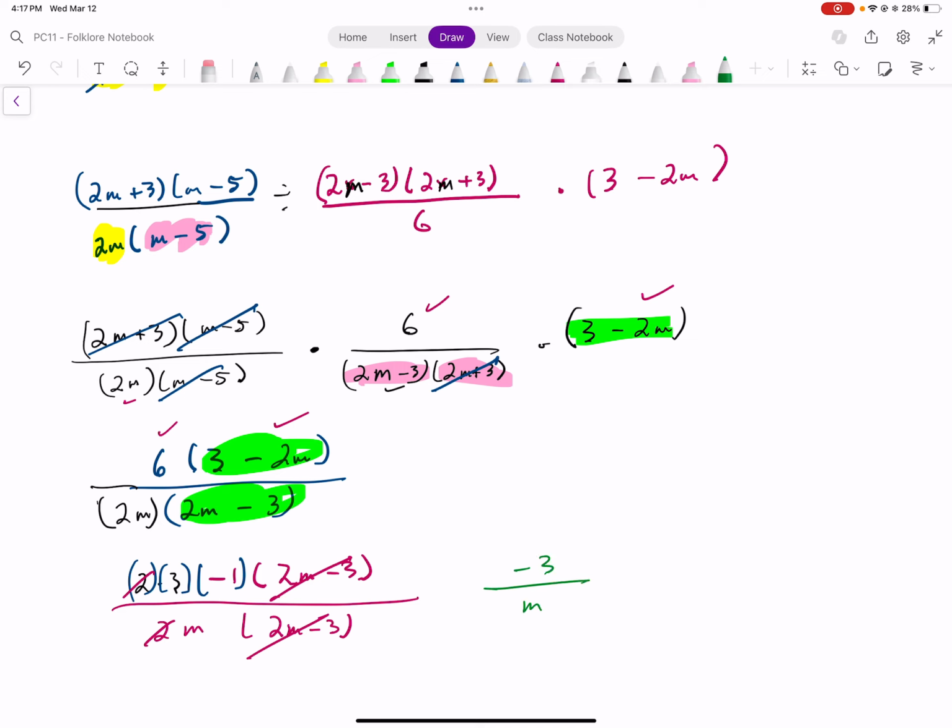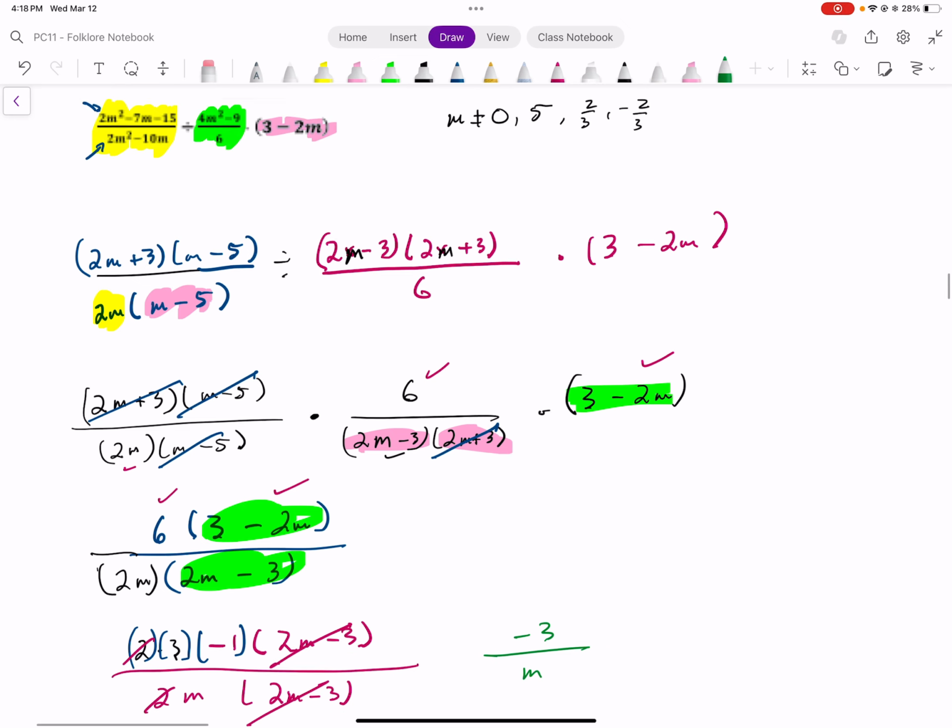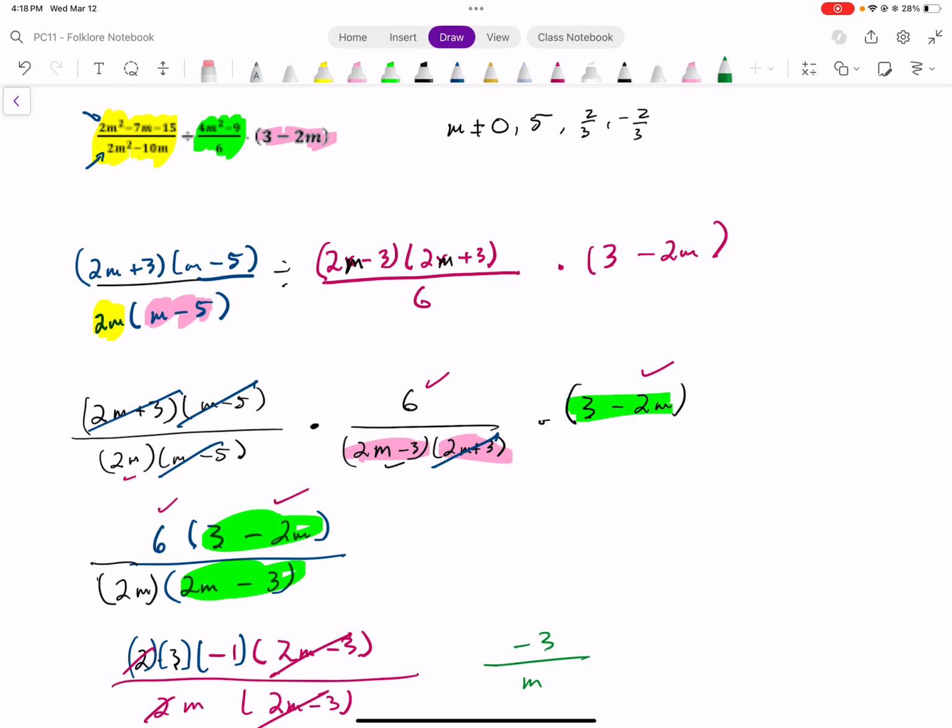Wasn't that absolutely crazy? That big expression simplified into negative 3 divided by m.